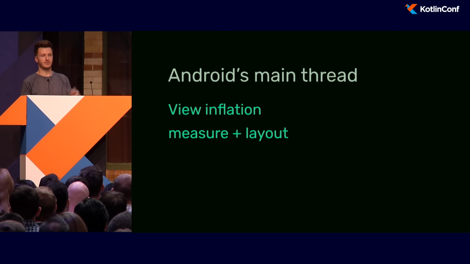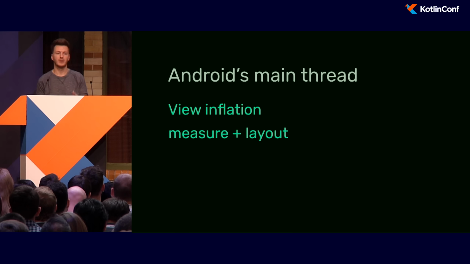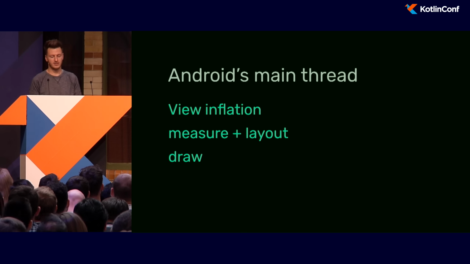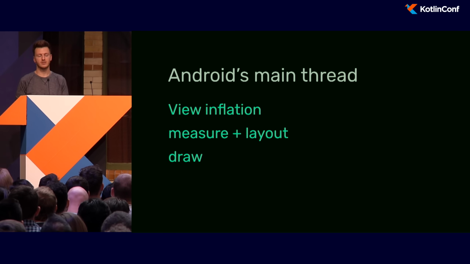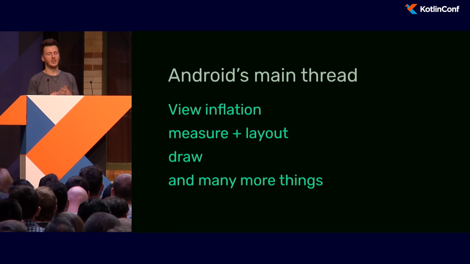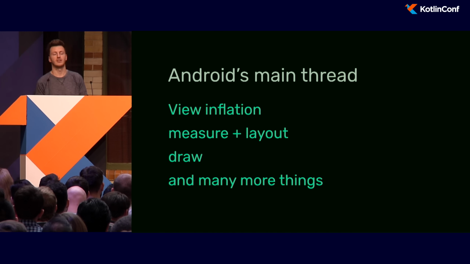Now, the bulk of your app, when it's actually on screen, is doing measure and layout. So if you change some text on display, it has to go for a whole pass. Drawing, a lot of drawing is still done on the main thread, although some of it is done off-thread now. So we have things like render thread for certain animations, and many, many more things. So all of your app code, at least the entry points, are mainly done on the Android main thread.